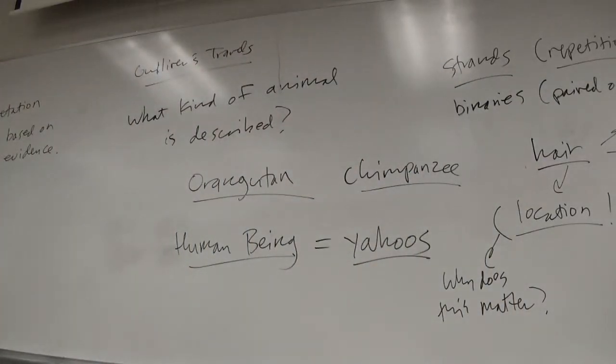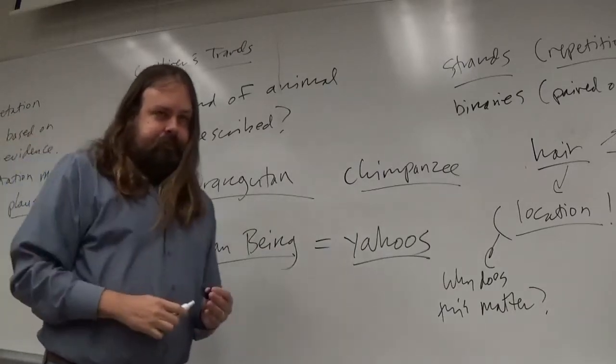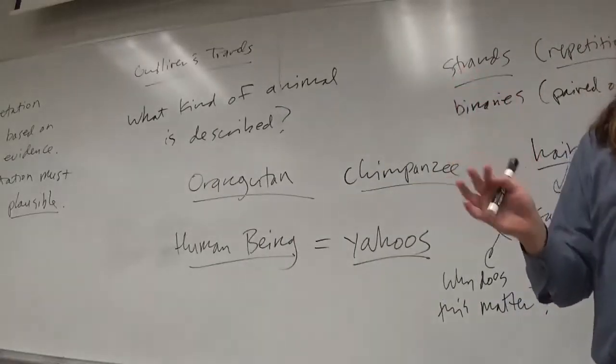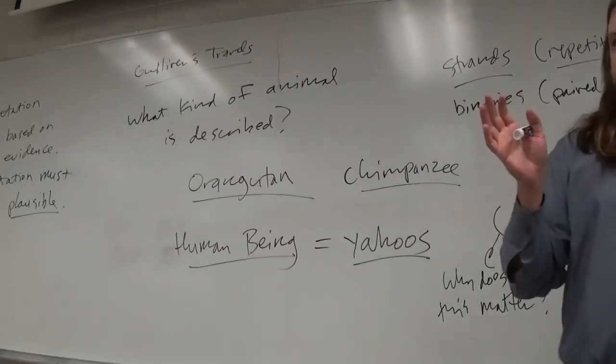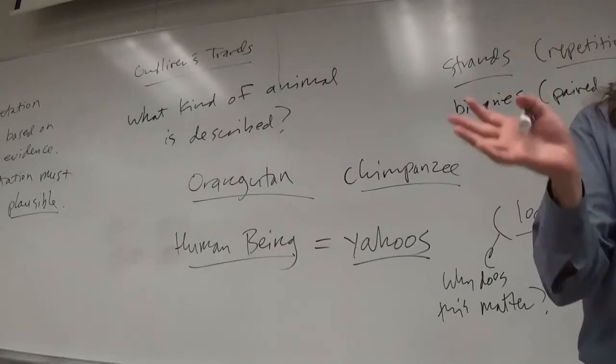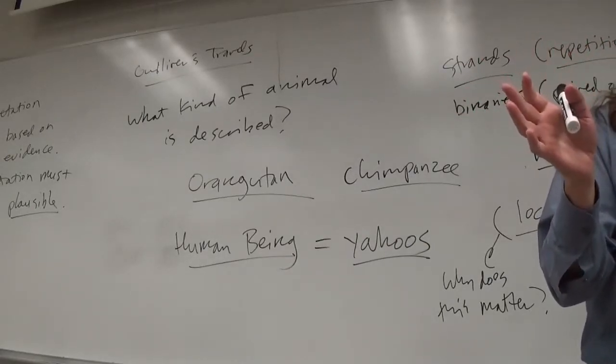So interpretations must always be rooted in the available evidence. They must always be supported by the available evidence. Your interpretation must also be plausible. There are going to be many different ways to interpret the same set of evidence, right? We're not always going to agree on what a particular thing we're looking at means, or the possible range of meanings that something we're looking at can have.